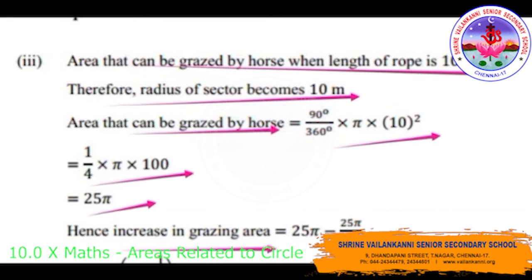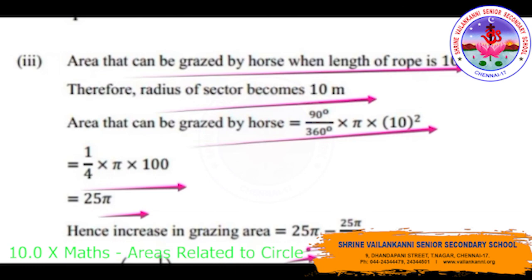The increase in grazing area is equal to 25 pi minus 25 pi by 4, which is the area of a sector having a radius 10 meter minus the area of the sector having radius 5 meter. So this is the area increased in grazing when we change the radius from 5 meter to 10 meter.